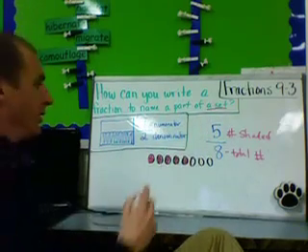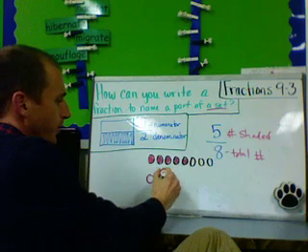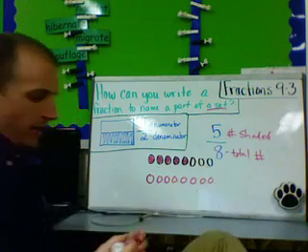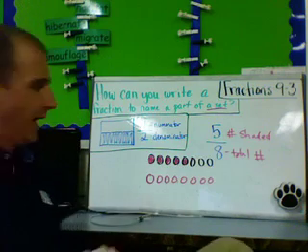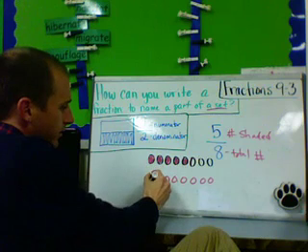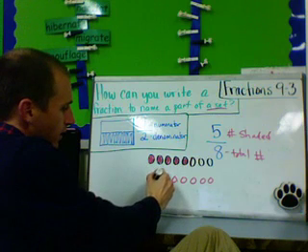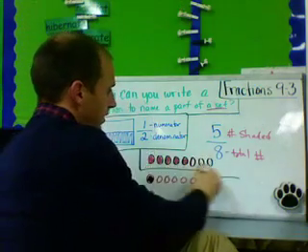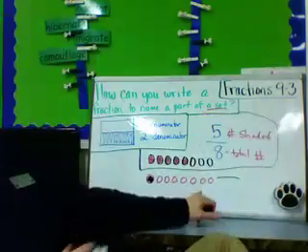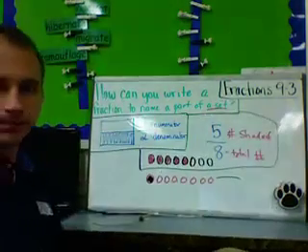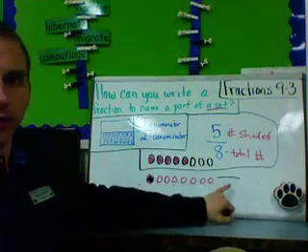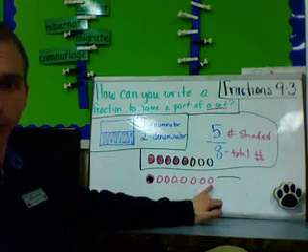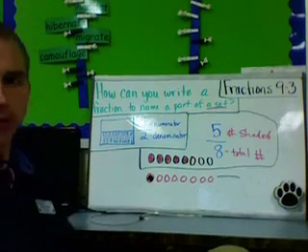Now let's try one on your own. Let's say I wanted to do 8 more objects, 1, 2, 3, 4, 5, 6, 7, 8. And let's say I shade in this many. What fraction does this represent? What number goes on top? What number goes on bottom? I have 1, 2, 3, 4, 5, 6, 7, 8 total, and I have 1 shaded. So what's that fraction?